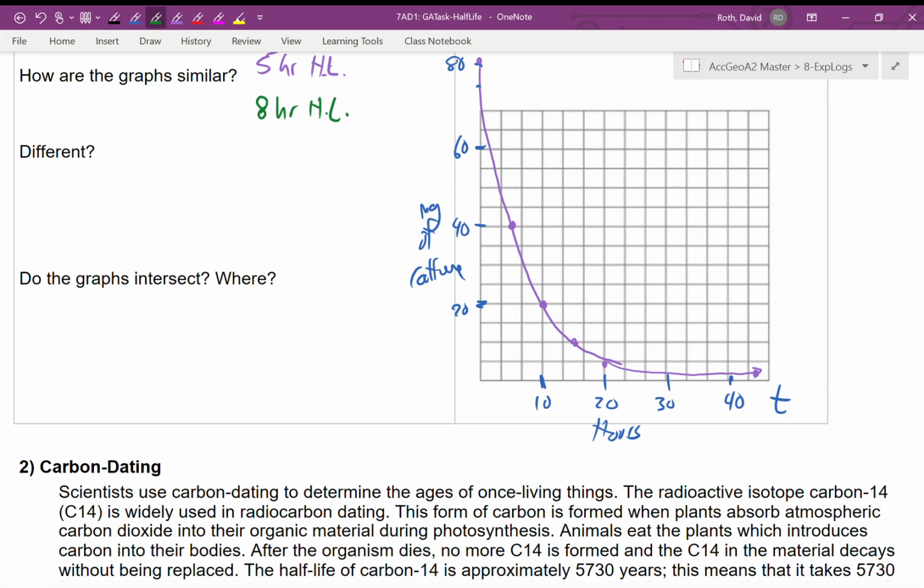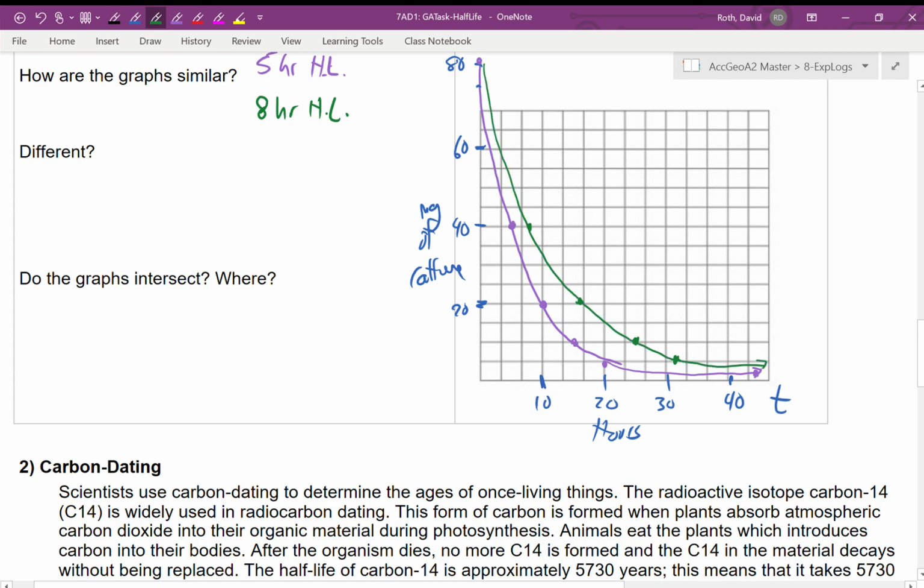So for the 8-hour half-life, it's probably easiest just to do the same thing. Let's do the same points. 40 would now come at 8, right? Forget the numbers we did up above. At 20 would come not at 10, but at 16. 10 would come not at 15, but at 24. And then half of 10, 32. That's good enough.